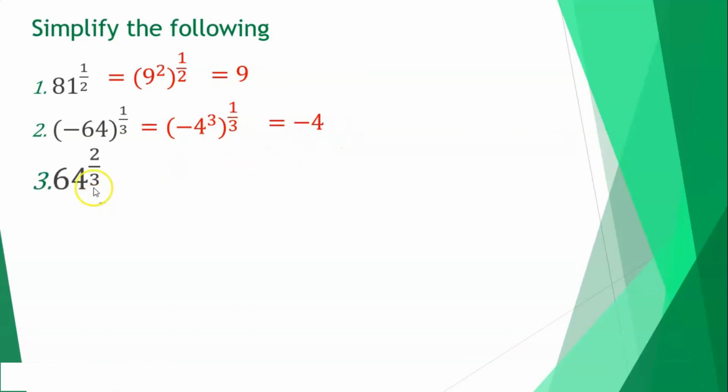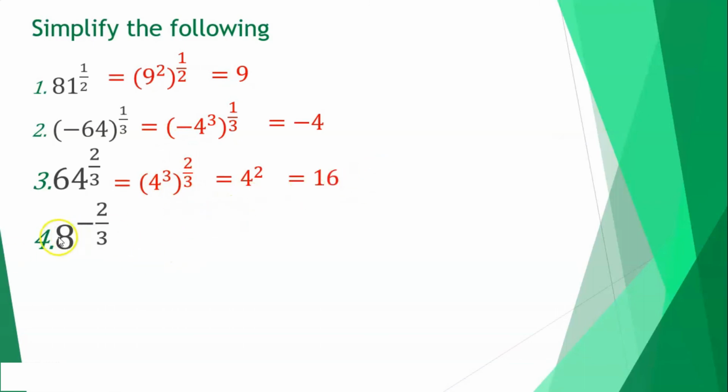Another. This time, 64 to the power of 2/3. Take note, the denominator here is 3. So rewrite 64 in which the exponent is 3. So with that, still 4 to the power of 3 to the power of 2/3. So at this point, we can cancel 3 and 3. So that would be 4 squared or 16.